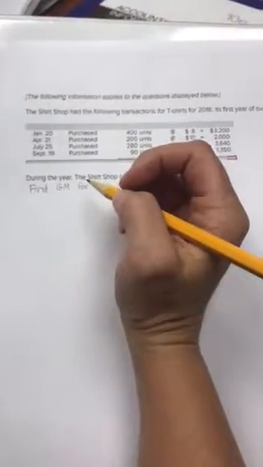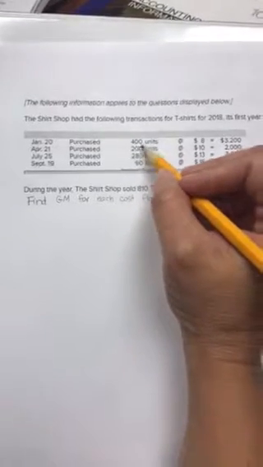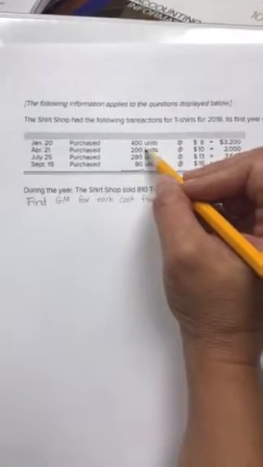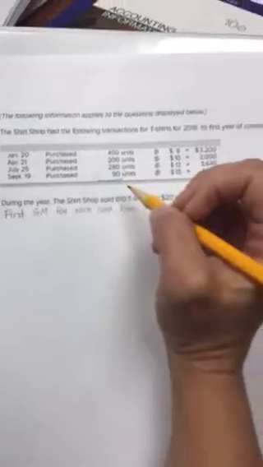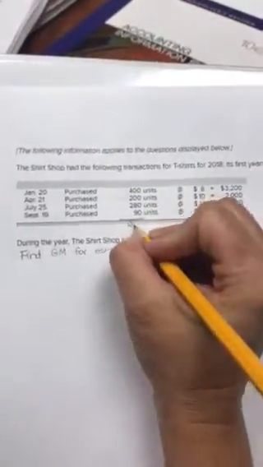Takeaway questions, the first thing you want to do is identify how many total units you have available. Before you even begin first in, first out, or last in, first out, add up the total number of units that were purchased. We've got 400 plus 200 plus 280 plus 90. That gives us 970 total units.